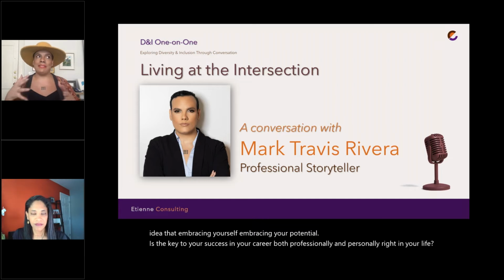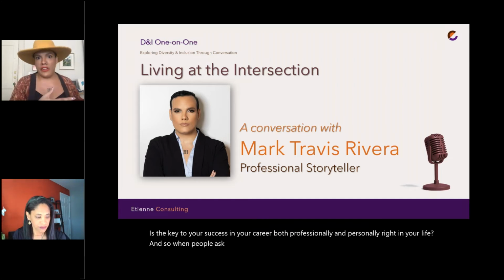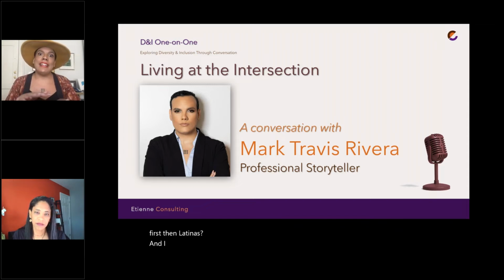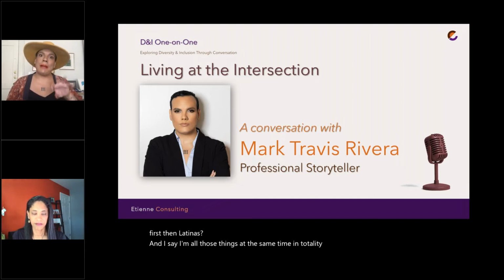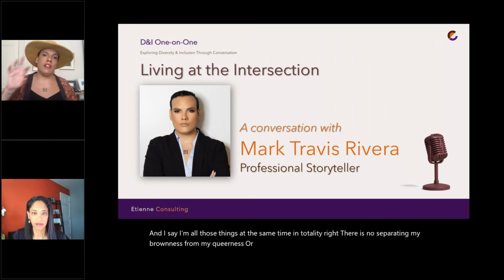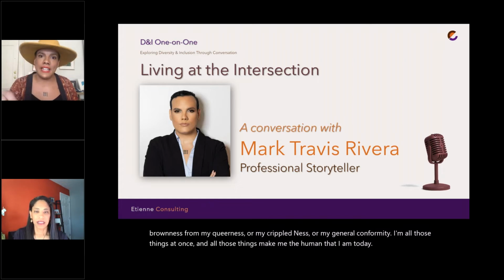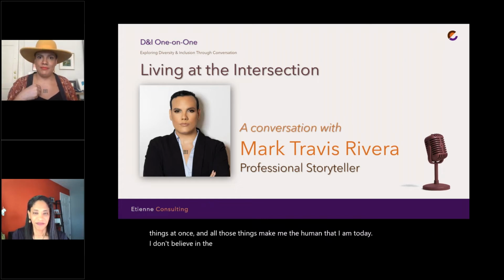And so when people ask me, well, are you Latinx first and then disabled, or are you queer first, then Latinx? And I say, I am all of those things at the same time in totality, right? There is no separating my brownness from my queerness or my crippledness or my gender nonconformity. I'm all those things at once. And all of those things make me the human that I am today, right? And so I don't believe in a hierarchy of my identity.